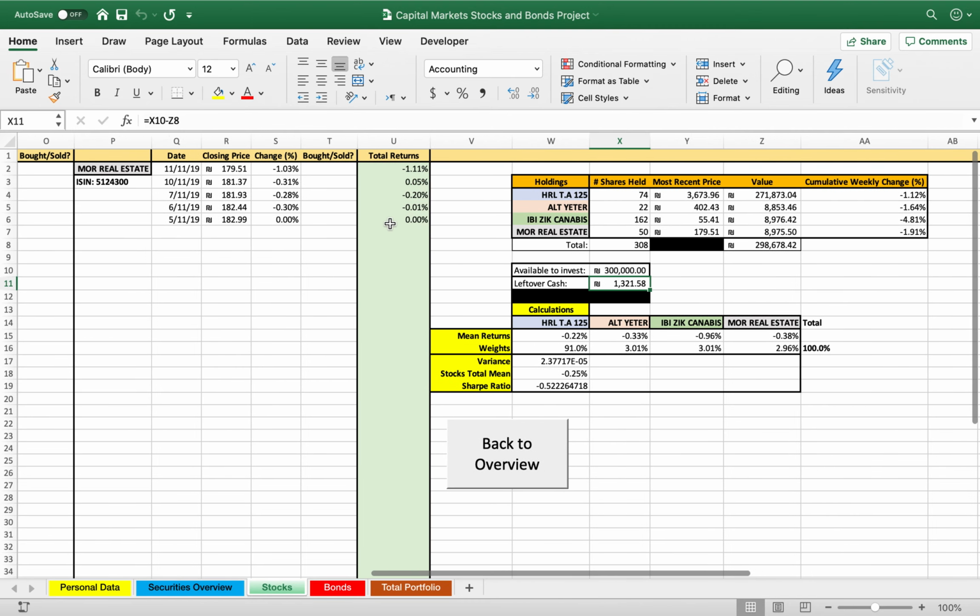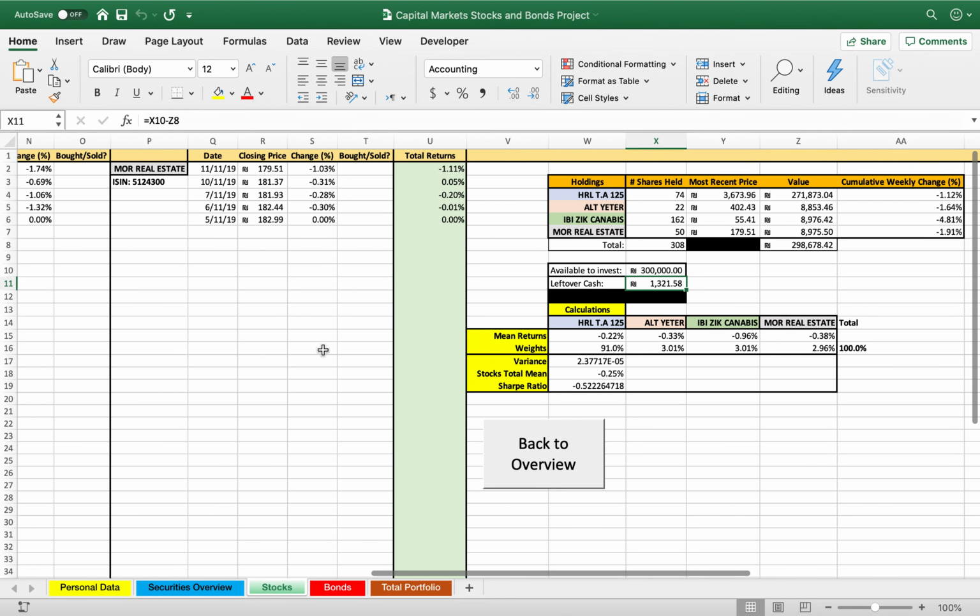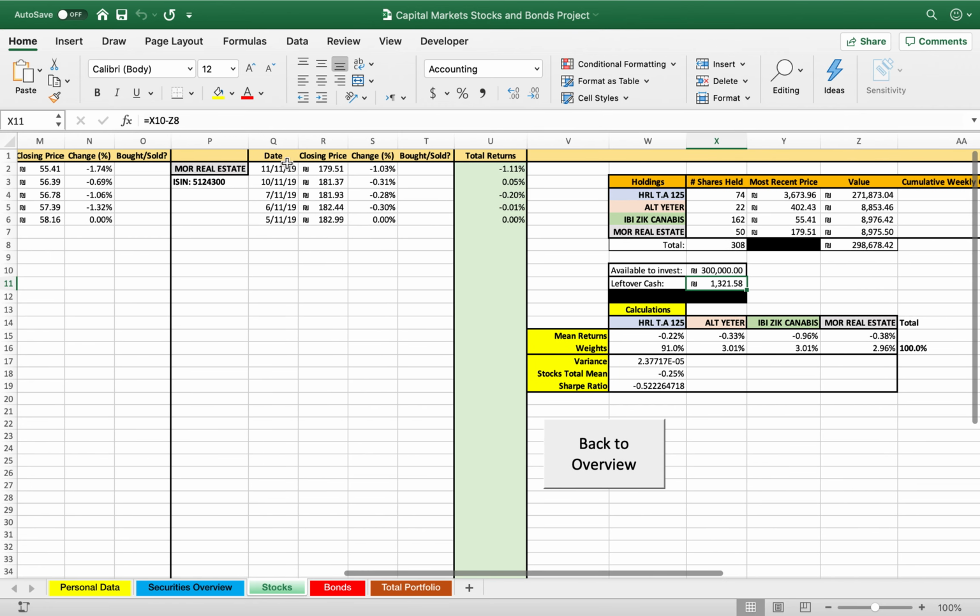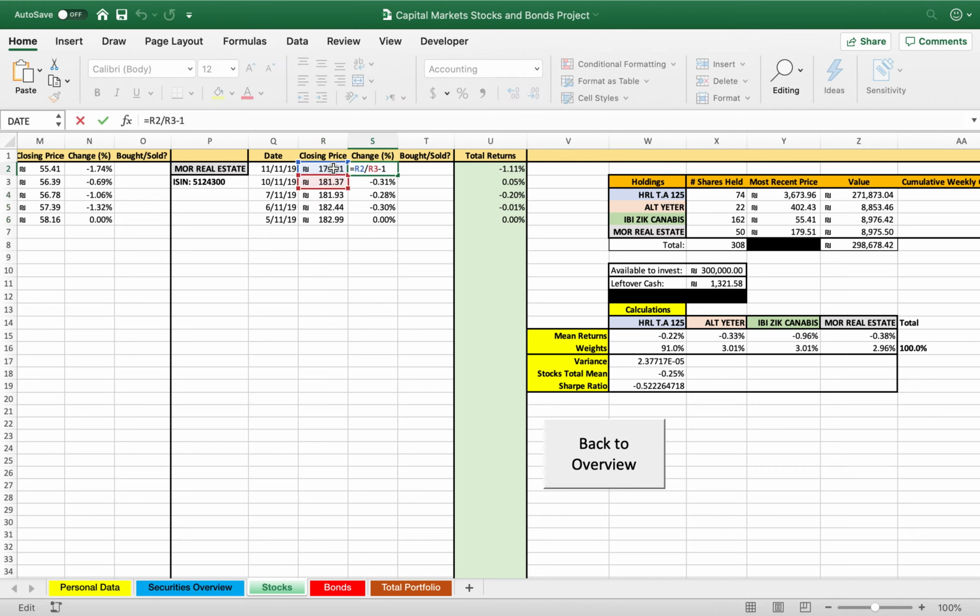And then you can calculate a few things from your stock returns, and it's the same thing for bonds, so I'm not going to show it twice. But for instance, if you download a week's worth of data and you have the prices of each day, you can calculate the percent change by taking the most recent day and dividing it by the previous day and subtracting 1 from all of that. So that's the daily percent change.